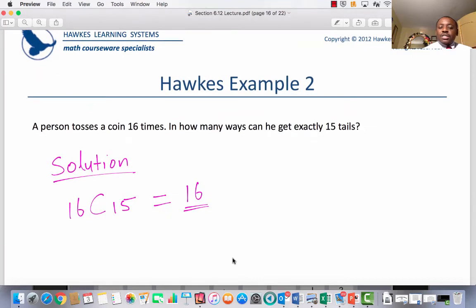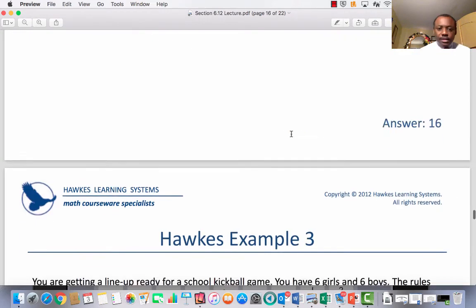A person tosses a coin 16 times. In how many ways can he get exactly 15 tails? 16 combination 15. And the answer is 16. As easy as that. You do not have to write out the entire sample space just to solve this problem. The answer is 16 combination 15. That's how easy permutations and combinations can make some of this look.